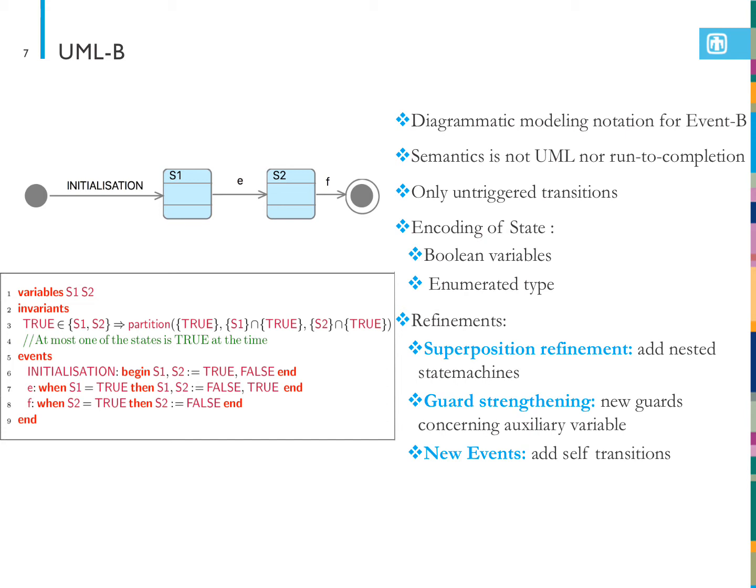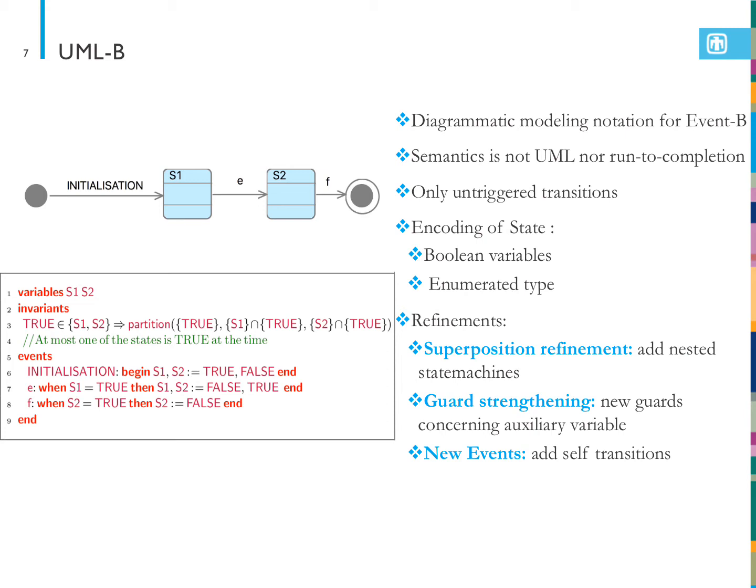The type diagram is a UML-B state machine. Here E is the name of the event that the transition from S1 to S2 denotes. There are two state encodings supported by UML-B: Boolean variables and enumerated types. In the work that we present here, we use the Boolean variables encoding.